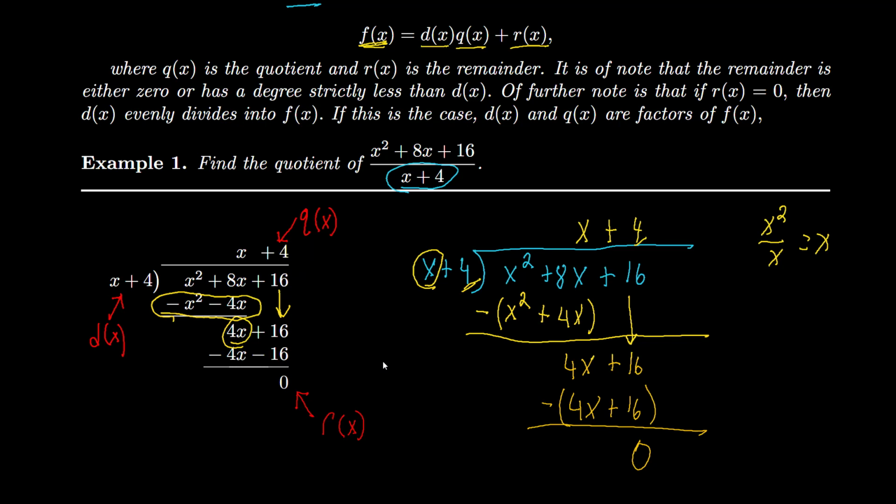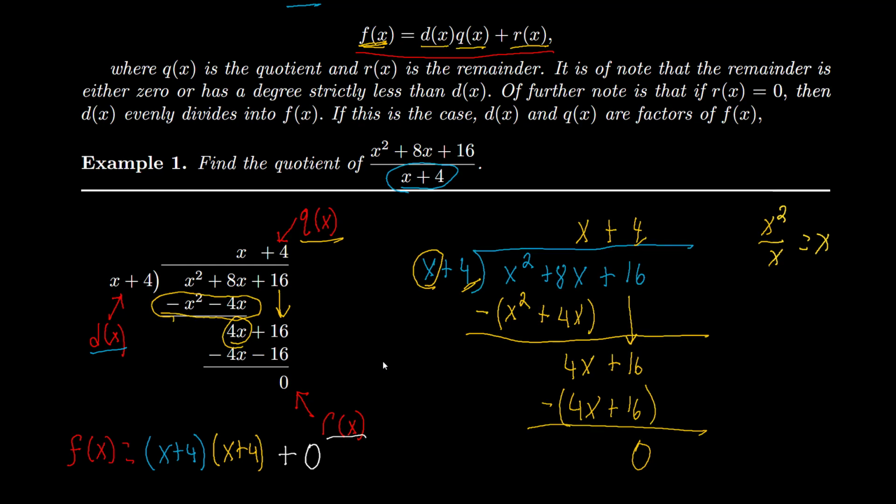So what we can do is we can write it like this. So we can write this example down here as f of x equals the d of x, which was x plus 4, times the q of x, which was also x plus 4. So that was the q of x, that was the d of x, and then plus the r of x, which we'll do in white. Well, that's just 0. So we could write this as x plus 4 times x plus 4.